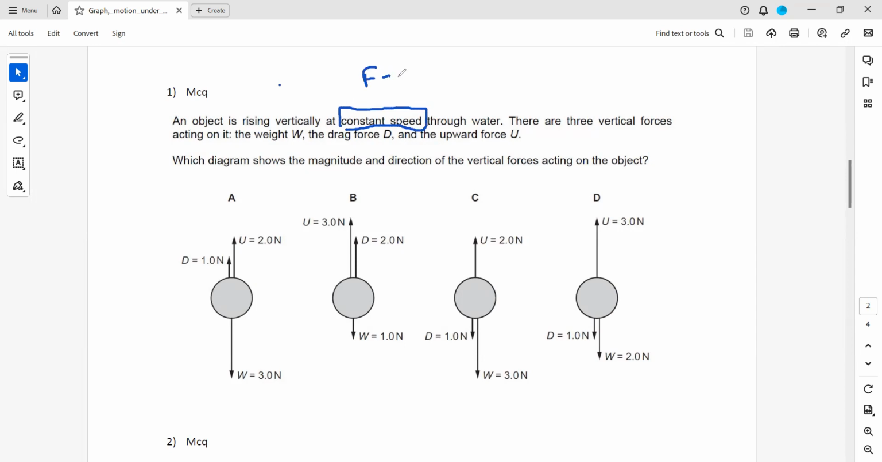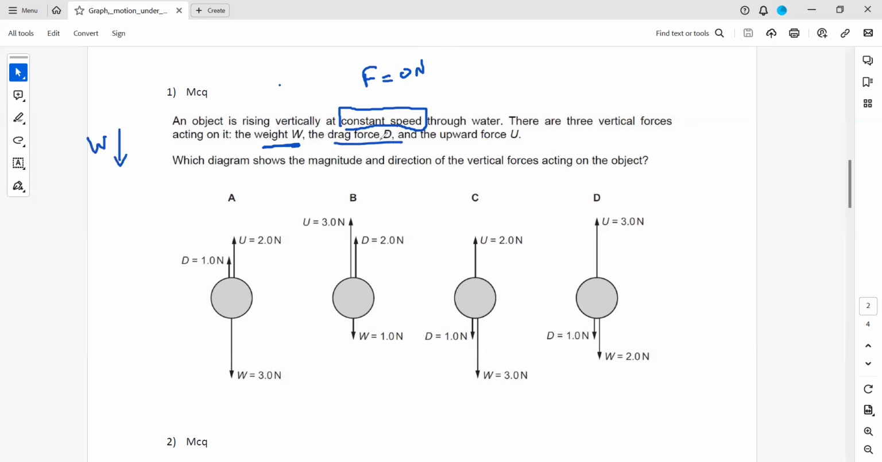What should be the resultant force? There will be forces, but the result of the forces must be zero. Because an object can only move with a constant speed if there is no resultant force acting on the object. And the three vertical forces are acting. Weight: what is the direction of the weight? The weight always acts downward.